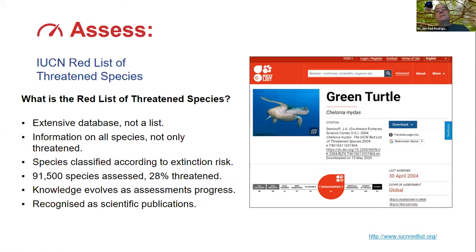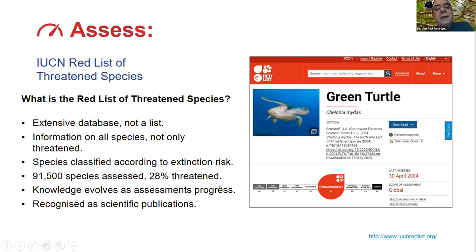So perhaps the best known tool that IUCN has is the Red List of Threatened Species, which is funny because it's not really a list and it's not about threatened species. It really is an extensive database with information on all species, not only those that are threatened. A very special characteristic of the Red List is that all species are classified according to extinction risk, giving us some sense of the urgency and the risk that species are facing. This number is a little bit outdated. There are about 120,000 species assessed so far, and the number of threatened is usually around 30%.